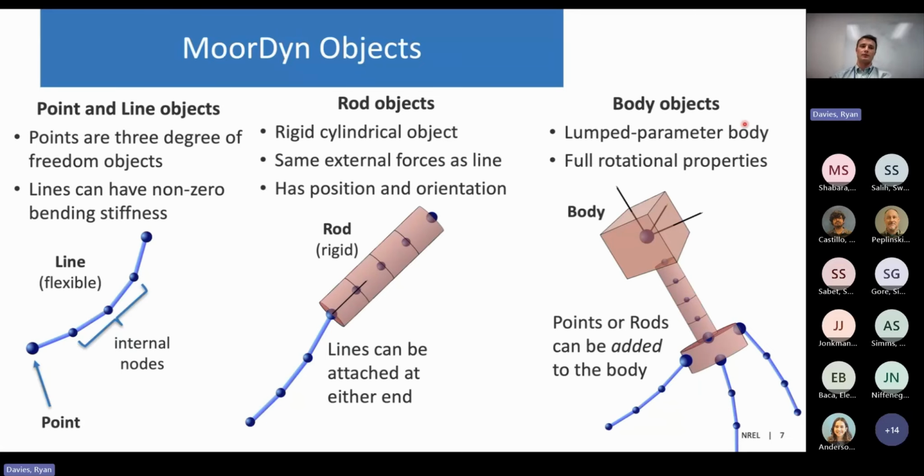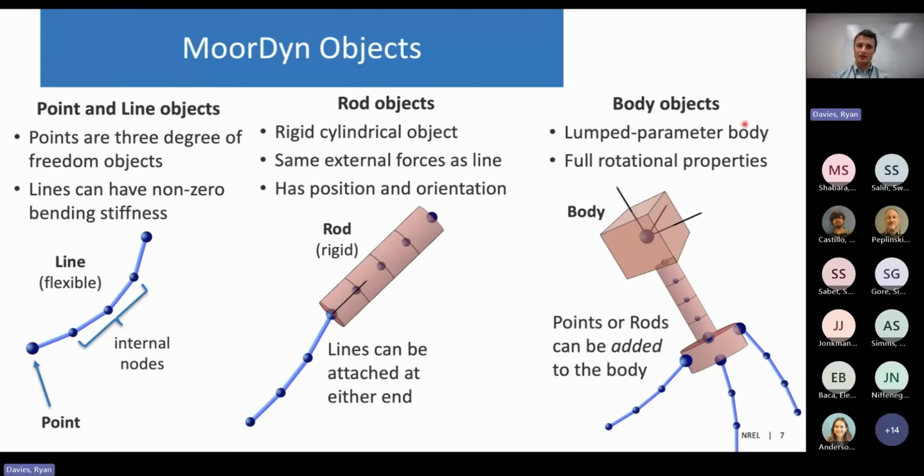So there's point objects, and these are general 3 degree of freedom objects that can have hydrodynamic properties, they can have volume, they can have mass, and so they can be used to approximate simple buoyancy modules, simple clump weights, and they're also the key tool for connecting mooring lines to other things in your system.